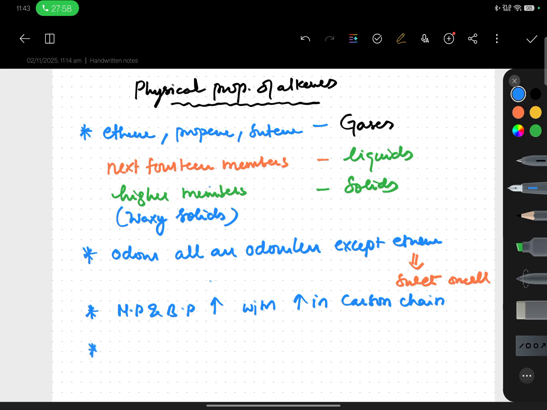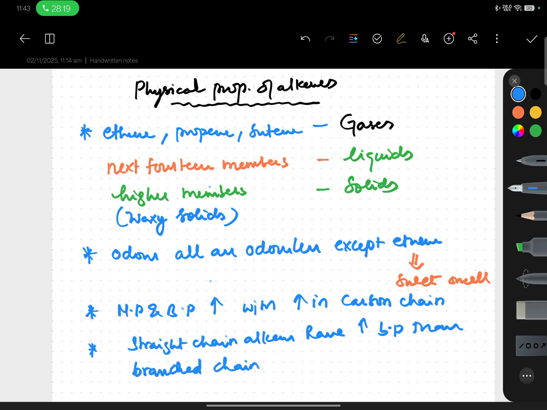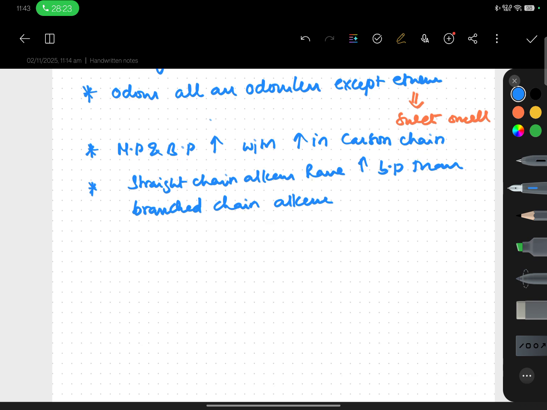In that also, straight chain alkenes have higher boiling point than branched chain alkene. Can I give you an example, ma?